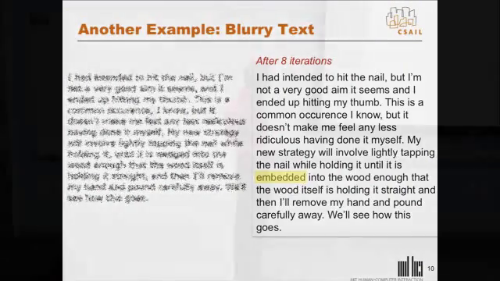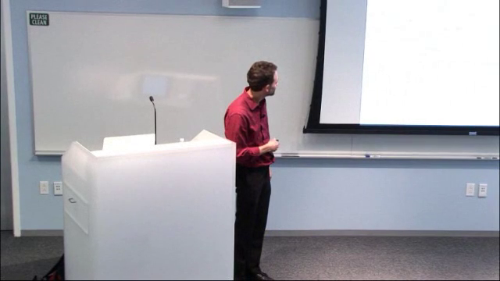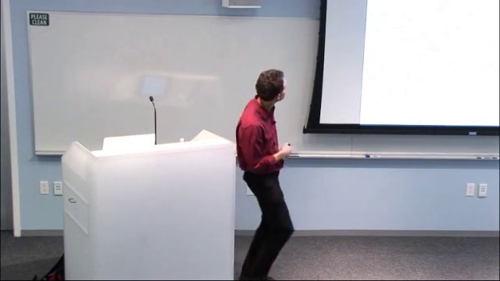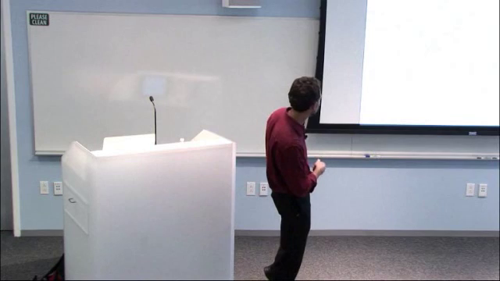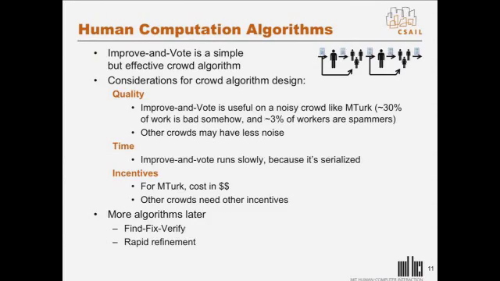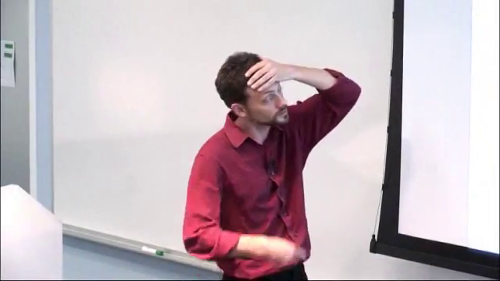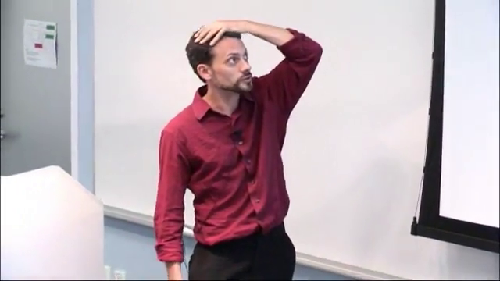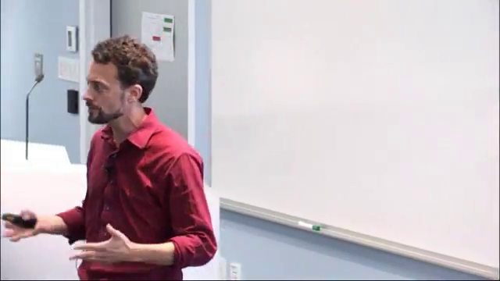This word here should be wedged. Where does that come from? I don't know. Human beings working in groups are somewhat magical if you can coordinate them the right way. So that's our first example of a simple but fairly effective crowd algorithm that we call improve and vote. Algorithm, workflow, design pattern, there are many words for this. When human beings are involved, it feels a little iffy calling it an algorithm.